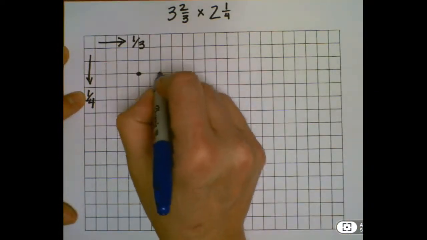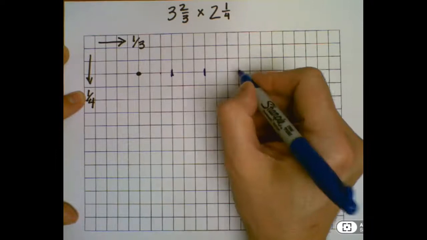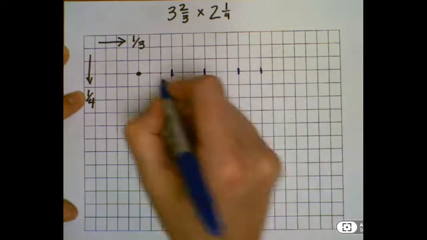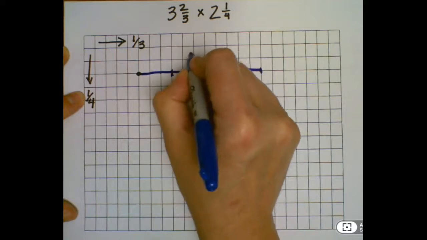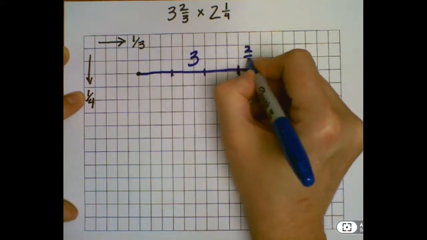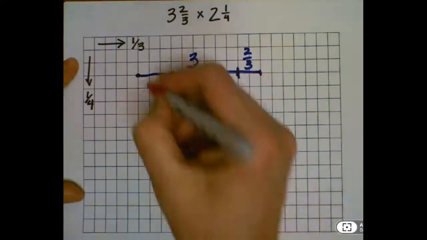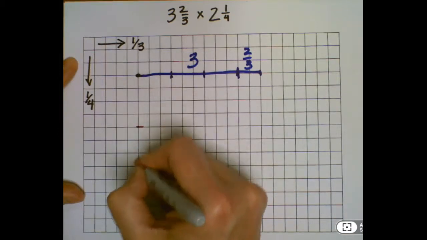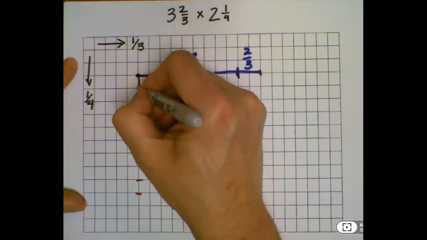So here we have 1, 2, 3. 3/3 represents 1. 6/3 represents 2. 9/3 represents 3. And we need to go 2/3 more. So that's 3 and 2/3. And for the other fraction, we're going to go down and represent 2 and 1/4, counting 4/4 to make 1. So 1, 2, 3, 4. That makes 1. 8 makes 2 wholes, and another 4th makes 2 and 1/4.